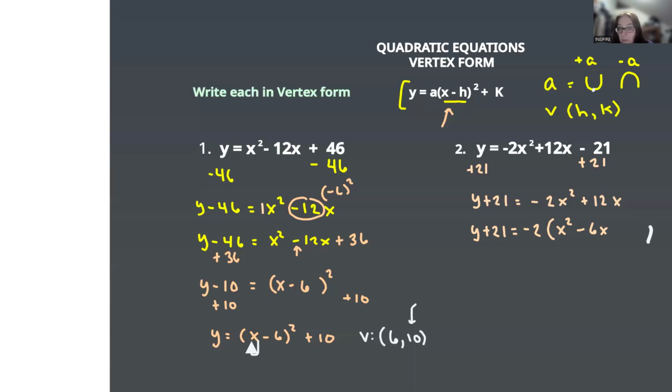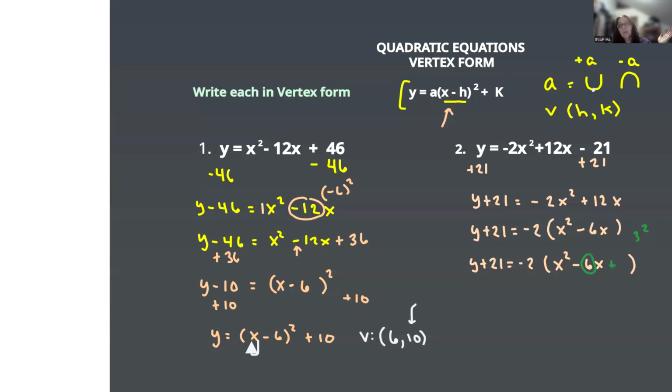So over here, I'm going to write y plus 21 equals negative 2. And now I've got my 2 terms here, so I'm going to make that into a trinomial. And how do I do that? I bring this down, and then just take half of the middle number and square it. So I want to take half, and you don't have to worry about the negative sign, because when you square it, it's going to be positive. Half of 6 is 3, and 3 squared is 9.